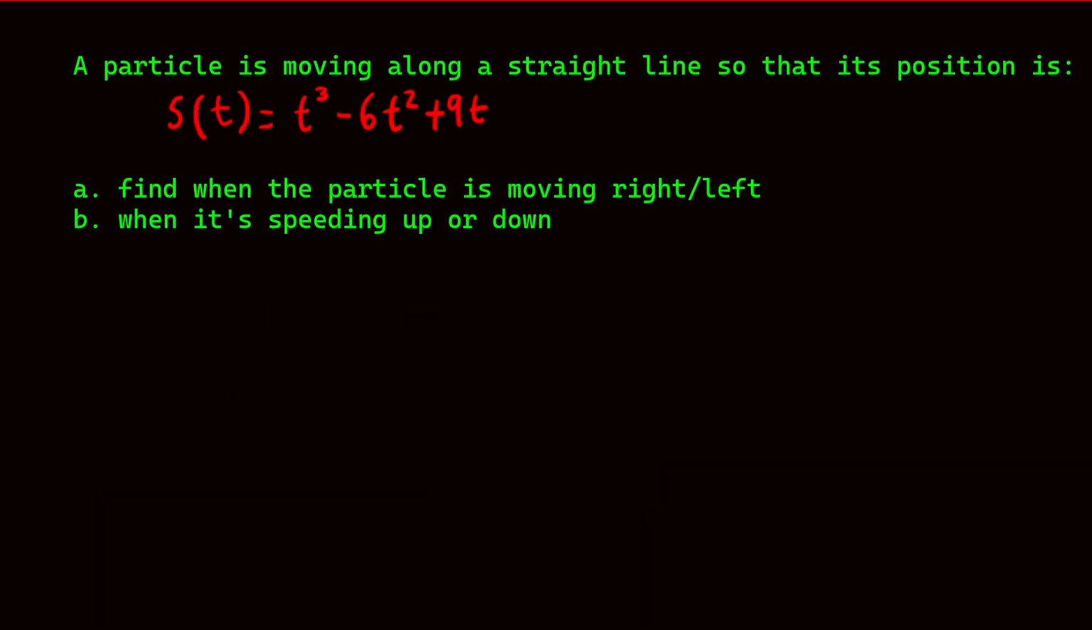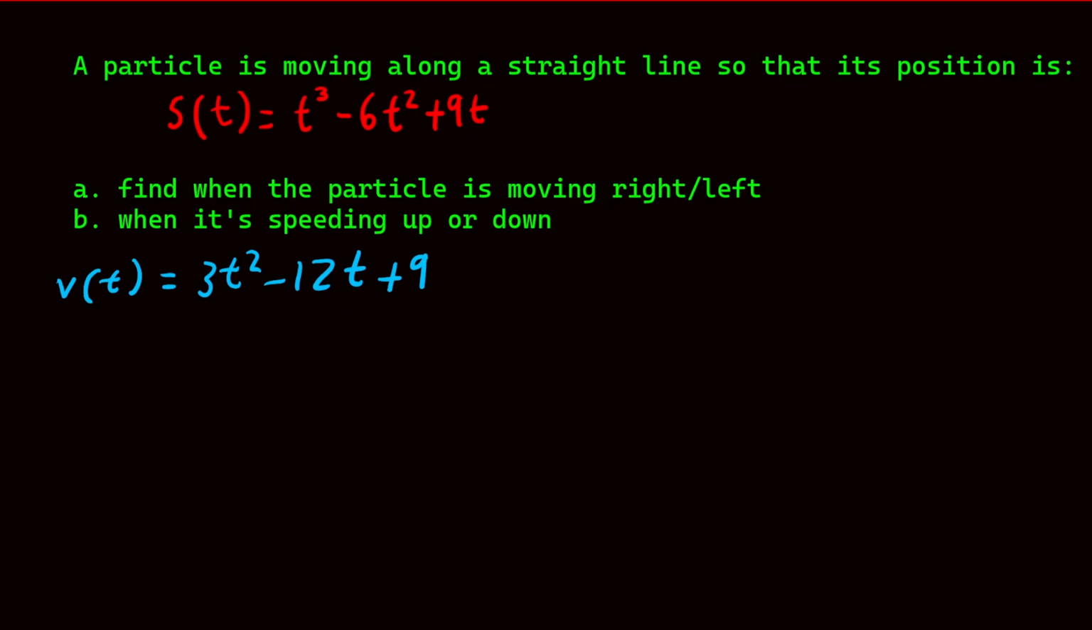A particle is moving along a straight line so that its position is s of t equals t cubed minus 6t squared plus 9t. First let's find when it moves right and left and when it speeds up and down. I'll use this blue. First let's find the velocity function. The velocity v of t would be the derivative of s of t, which is 3t squared minus 12t plus 9.